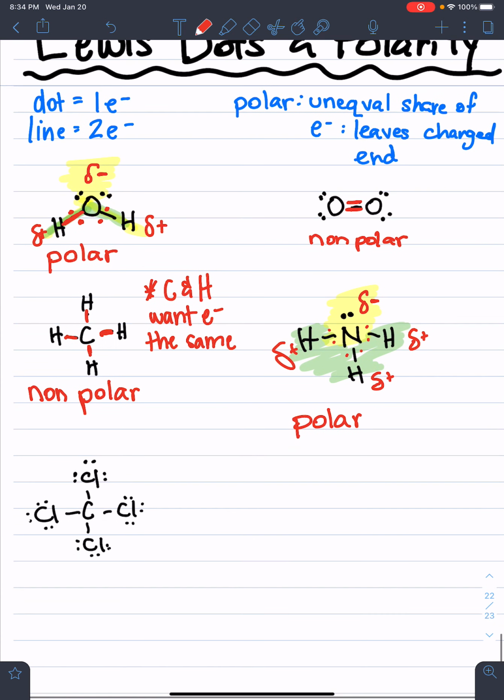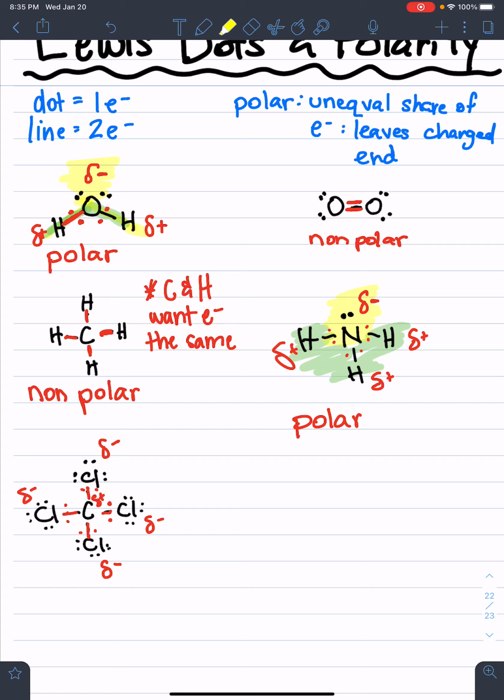Now this last example is the trickiest example, so keep watching. Okay, so if we look down here, we have C sharing with 4 different Cl's. Now, out of those, we know that Cl wants electrons more than the C, right? It's closer to getting 8 valence electrons. So those electrons are actually going to be closer to our Cl's in these bonds. So that's going to leave us with this partial negative out on each of the Cl's and a partial positive in the middle on our C.